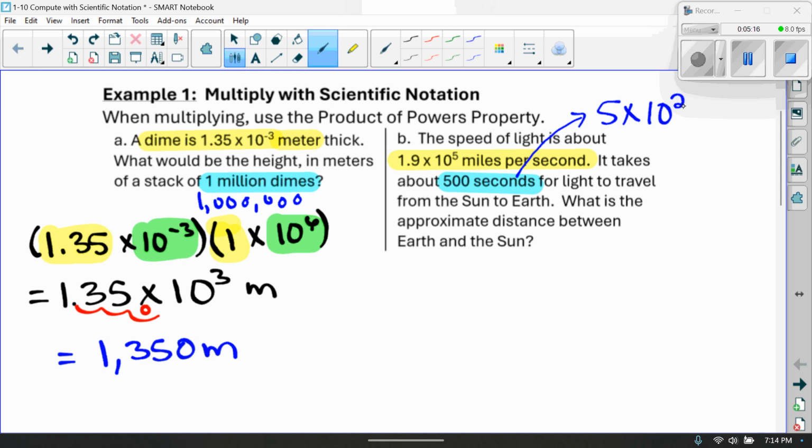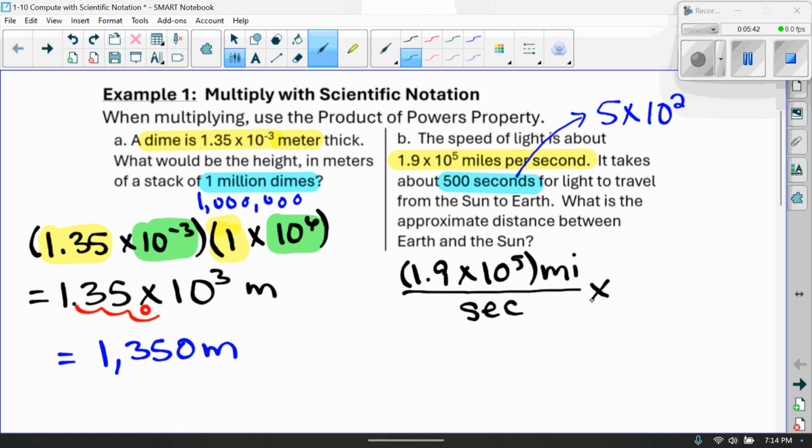And now we want to know what is the approximate distance between the Earth and the Sun. So on this one, we're going to multiply 1.9 times 10 to the 5th, and here I'm going to write miles per second. Then we're going to multiply this times 500 seconds, and we're going to write this one as 5 times 10 to the second power seconds. We're going to put this over 1, just so you can see it's fraction and fraction.